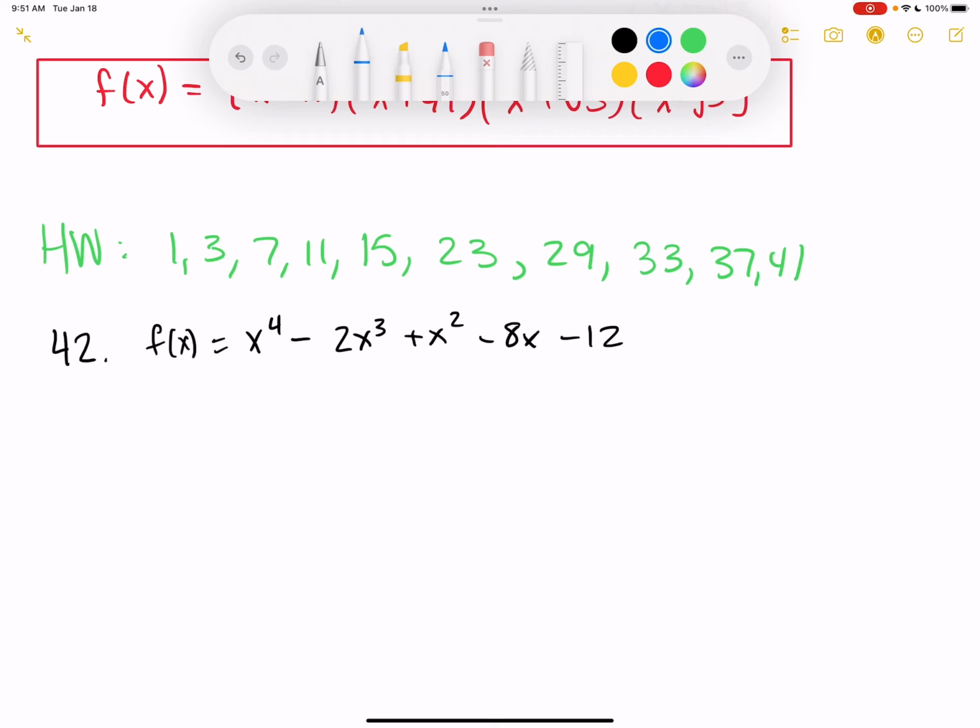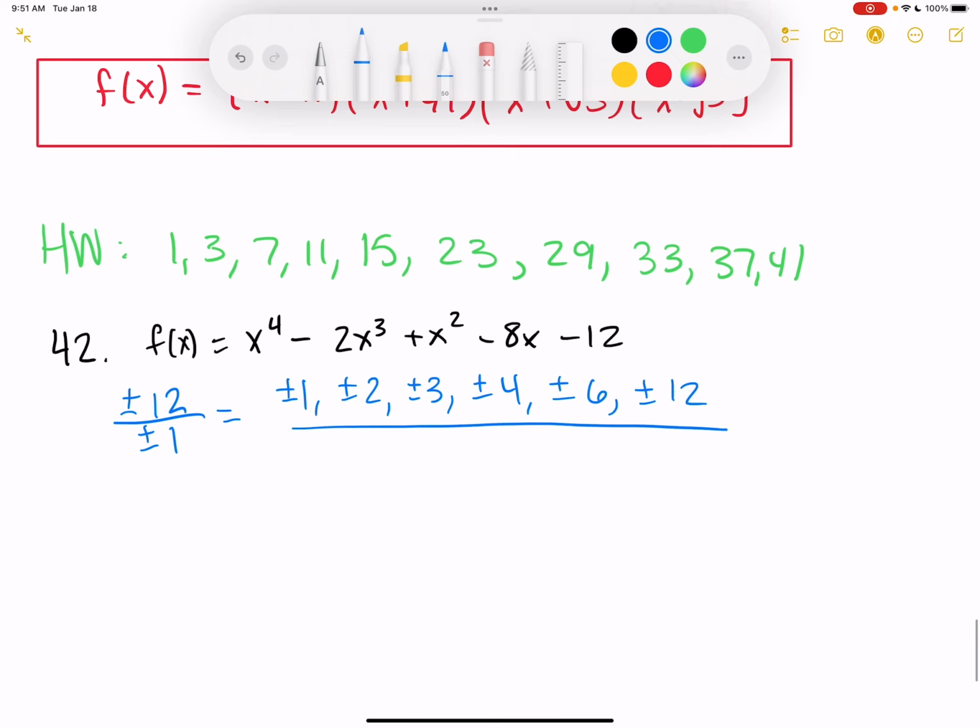So to find all possible, we do plus or minus 12 on top and plus or minus 1 on the bottom. So factors of 12, we've got 1, 2, and all these are plus or minus, 3, 4, 6, and 12. And then on the bottom, we just have 1. Since it's all just over 1, I'm not going to rewrite them all individually, and that's okay if you do that as well.